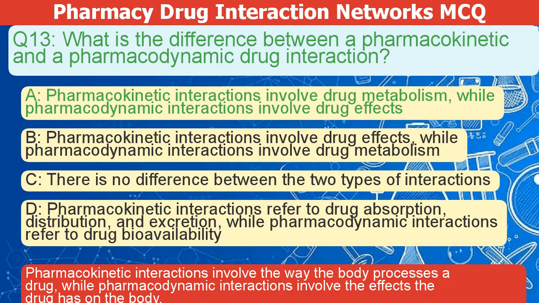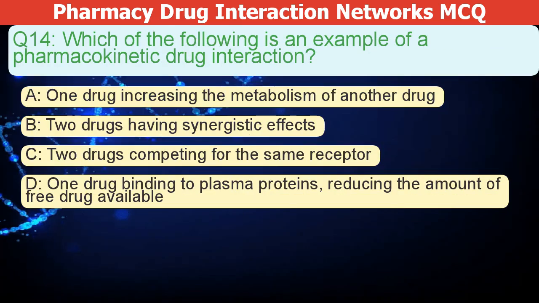Pharmacokinetic interactions involve how the body processes a drug. Pharmacodynamic interactions involve the drug's effects on the body. Which of the following is an example of a pharmacokinetic drug interaction? A. One drug increasing the metabolism of another drug. B. Two drugs having synergistic effects. C. Two drugs competing for the same receptor. D. One drug binding to plasma proteins, reducing the amount of free drug available.